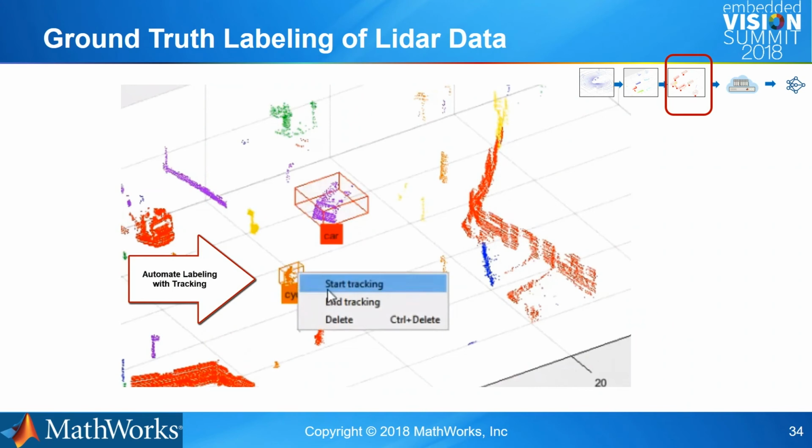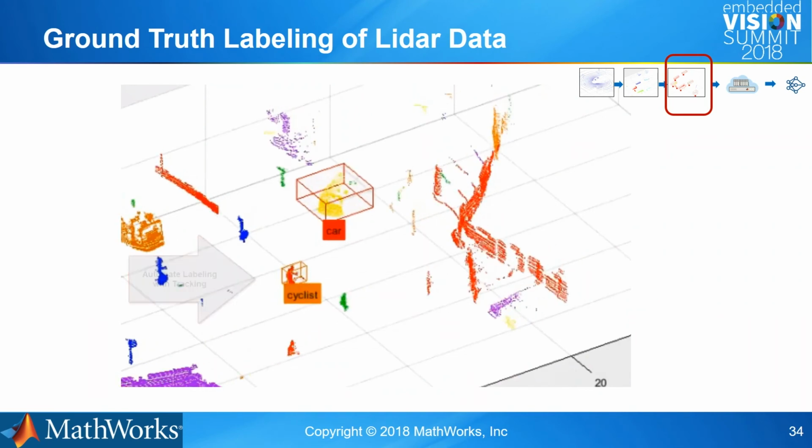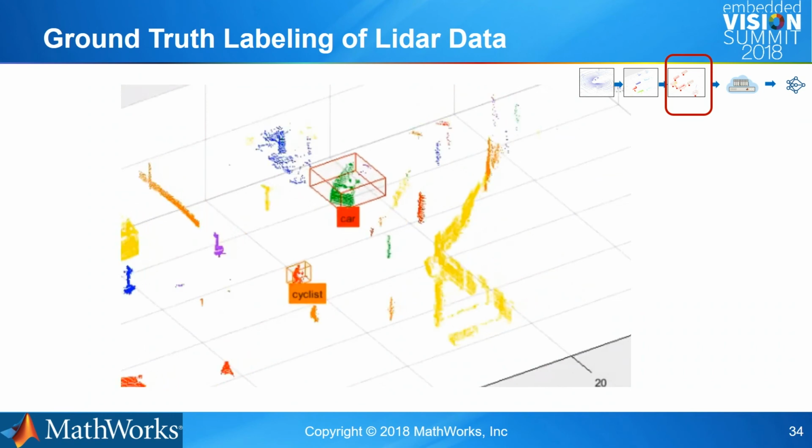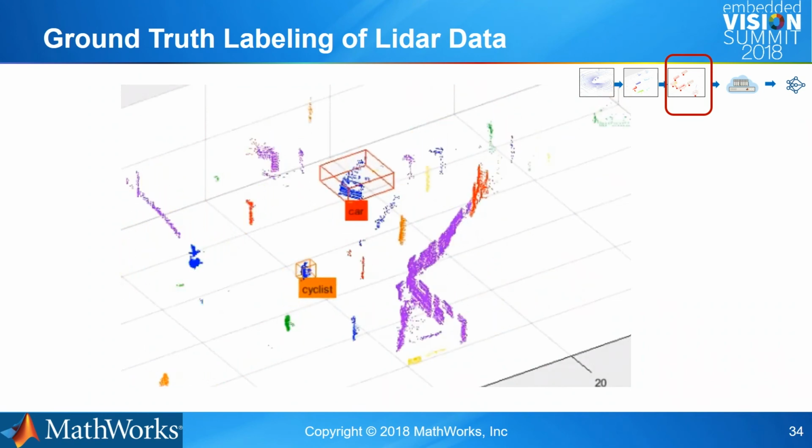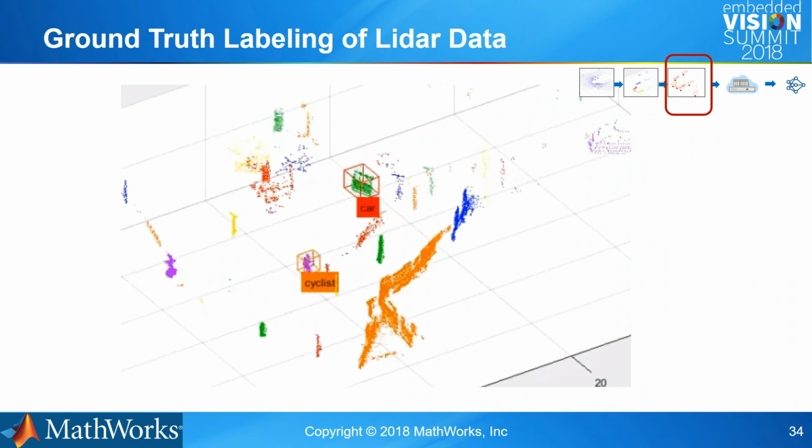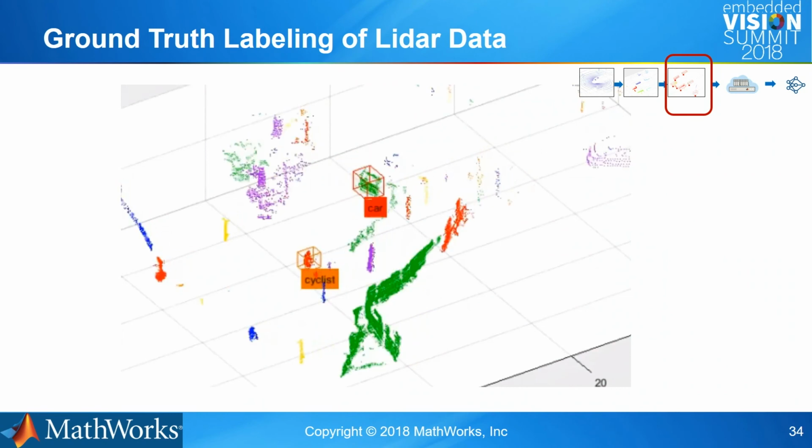But the real magic of using MATLAB is automation. In this case, just using a tracking algorithm, you can label one frame, and then you can automate it, and it goes in and automatically labels the rest of the frames. And again, this is supported for LiDAR, but we have out-of-the-box tools that do this for vision applications as well, and that is for detection and semantic segmentation applications.